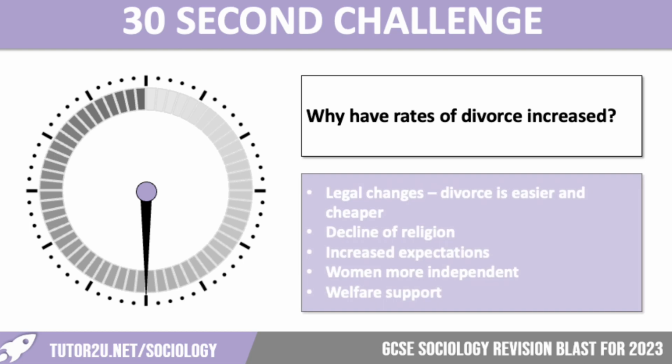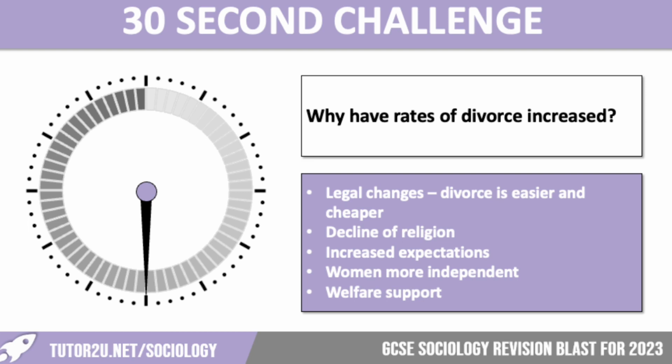Let's have a look at some answers. So we've got legal changes. It's much easier to apply for a divorce now, and it's much cheaper. Particularly in the last year, there's been new laws which have brought in no blame divorces. We've also got the decline of religion. It's not so frowned upon to get divorced. The increased expectations, particularly for women, so they are less likely to put up with being in an unhappy marriage.